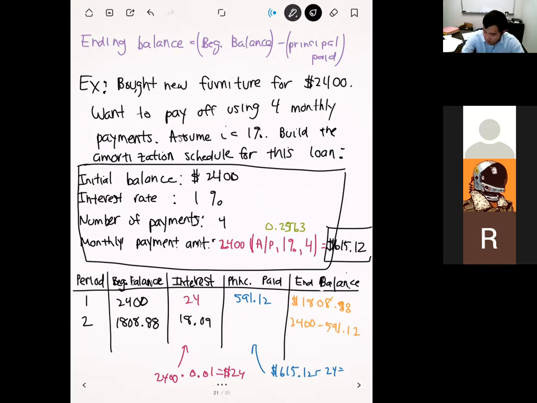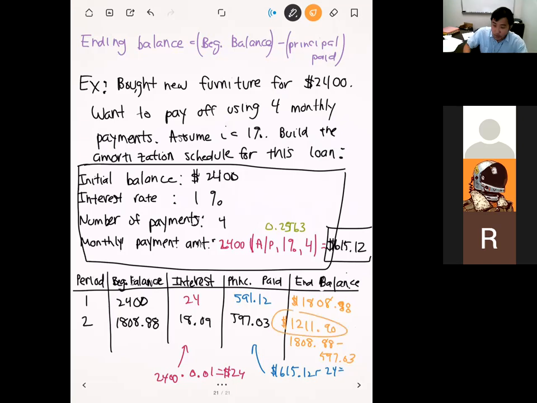Let me finish up this row right here, and then we'll call it a day. Our principal paid for that month is going to be $615 minus 18.09, so this is going to be 597.03. Then our ending balance for that month is going to be 1,808.88 minus 597.03, so this is going to be 1,211.90.